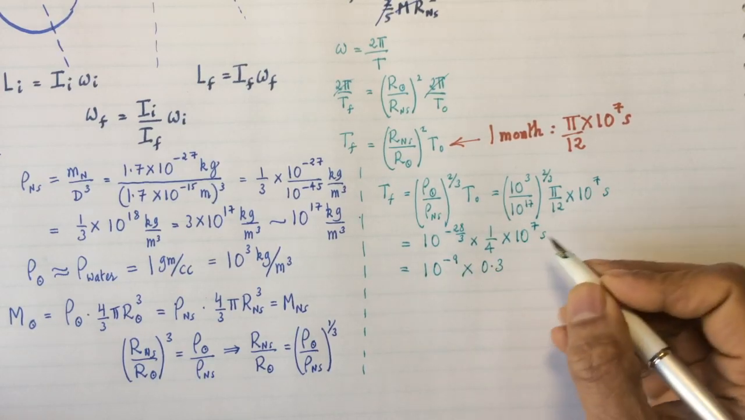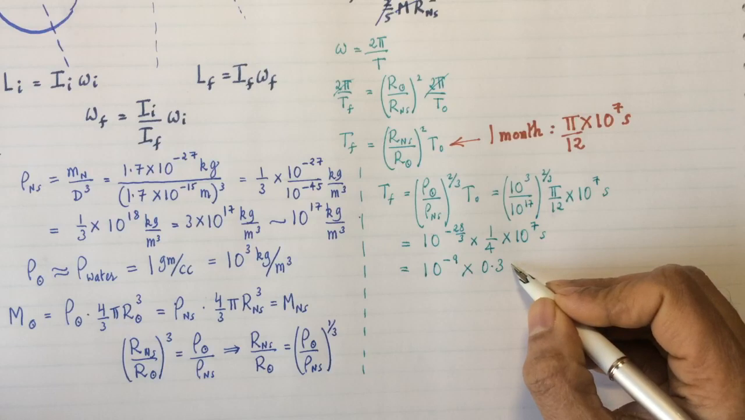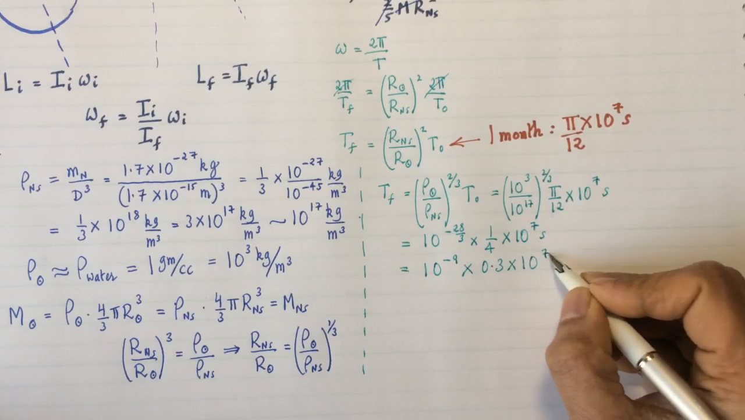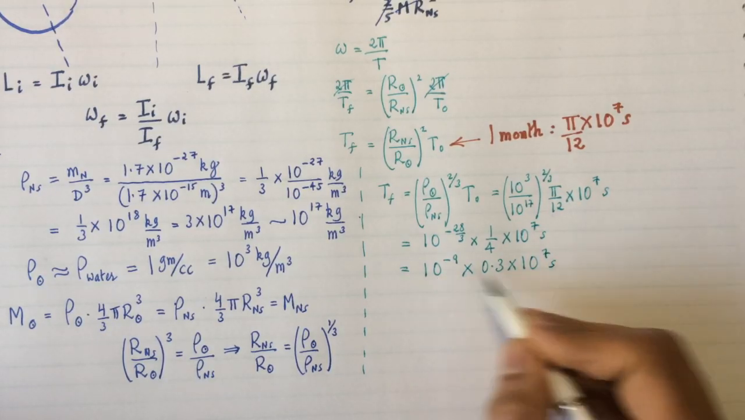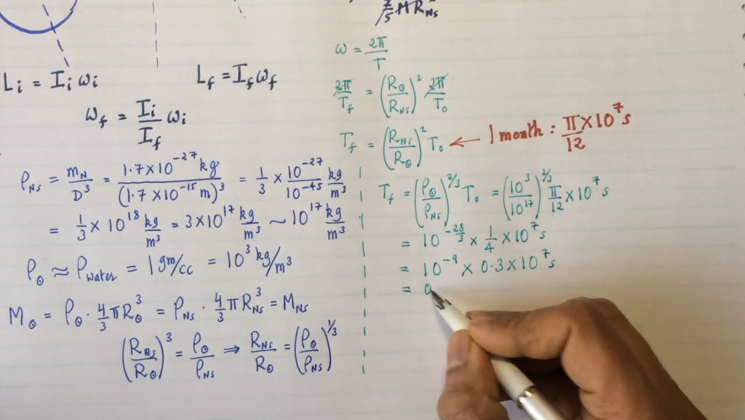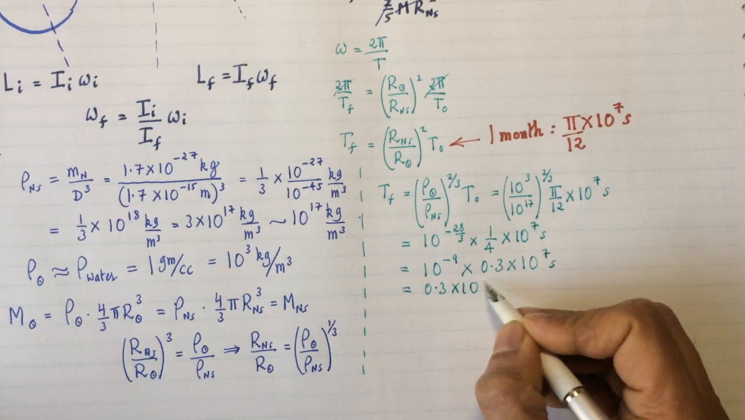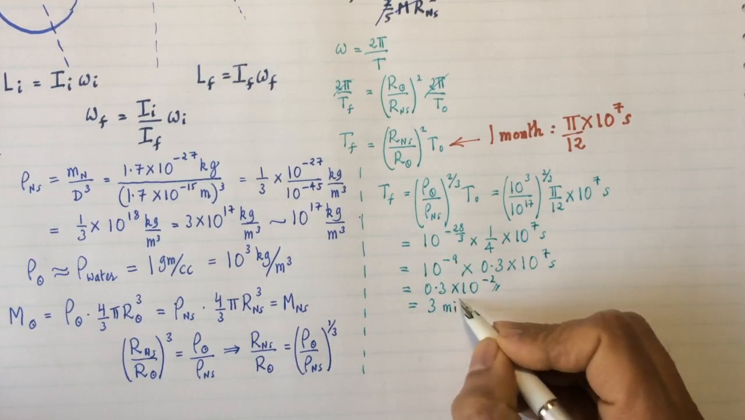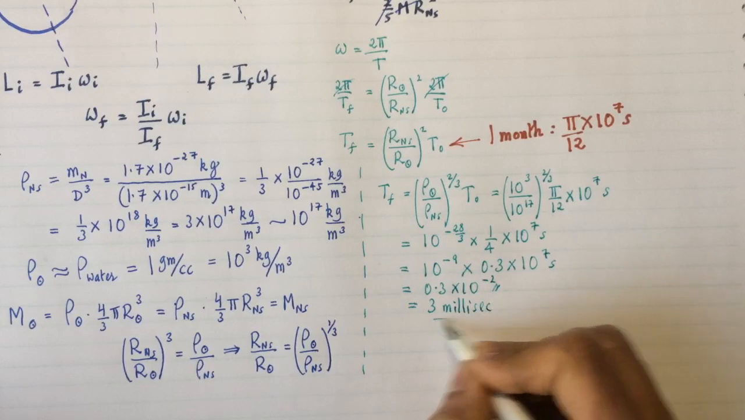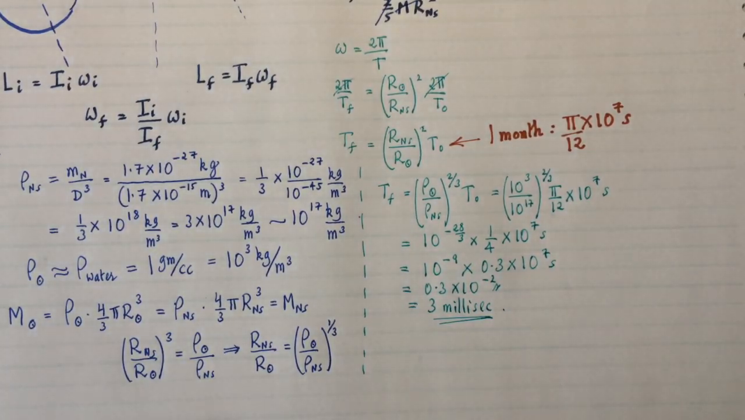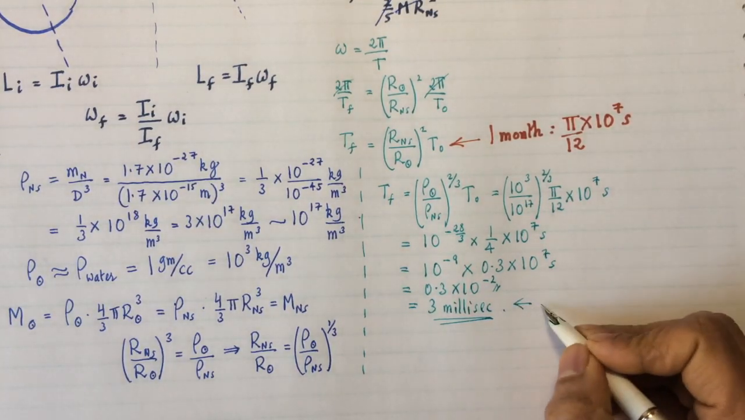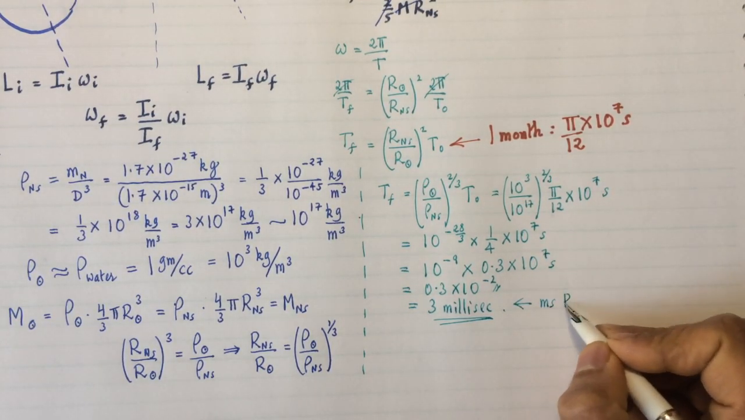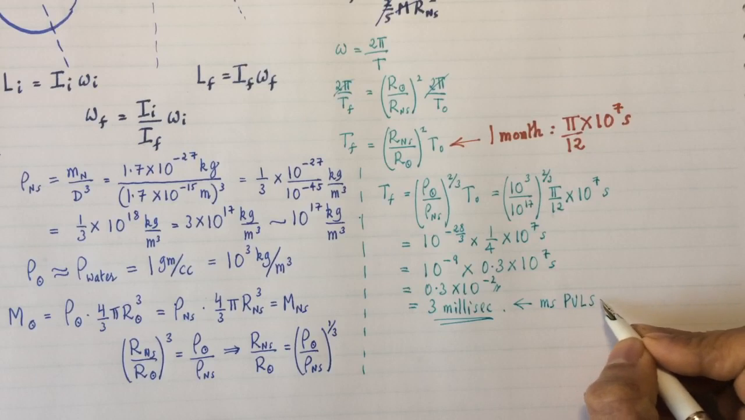And 1/4 I'm going to write as 0.3. It's 0.25, but I'll write it as 0.3 times 10 to the 7. And that's nice because I can simplify this. It's 0.3 times 10 to the minus 2 seconds, which can be written as 3 milliseconds. So you can see it's really, really fast, the rotational speed. That's why these are called millisecond pulsars in the astronomy community.